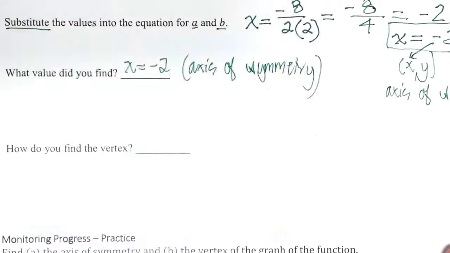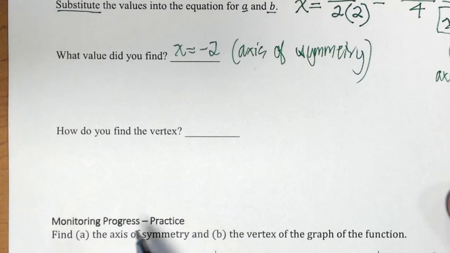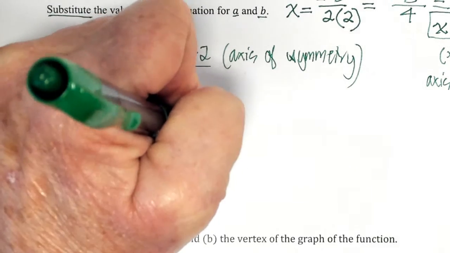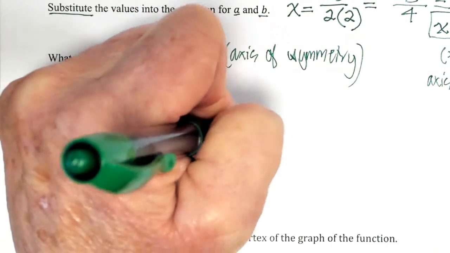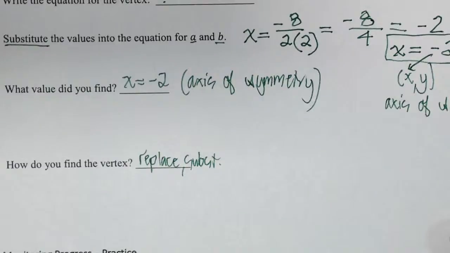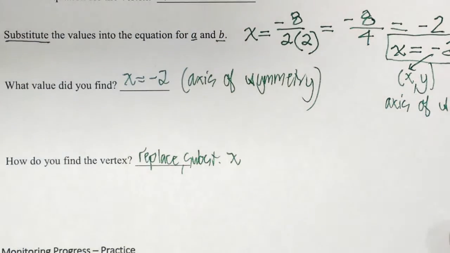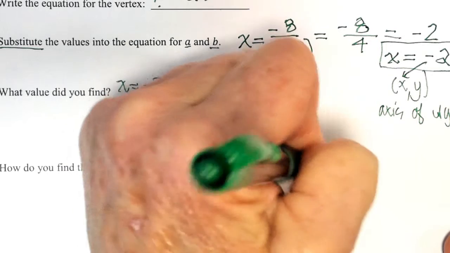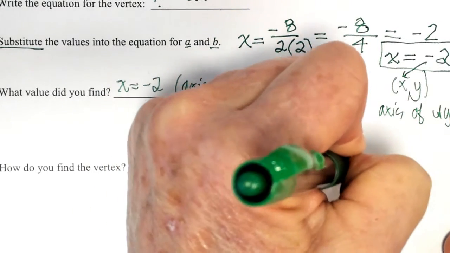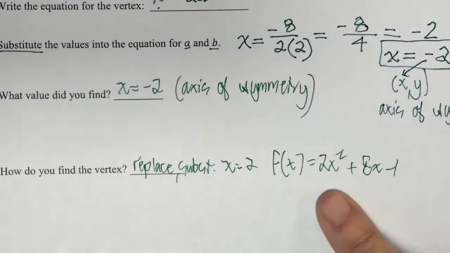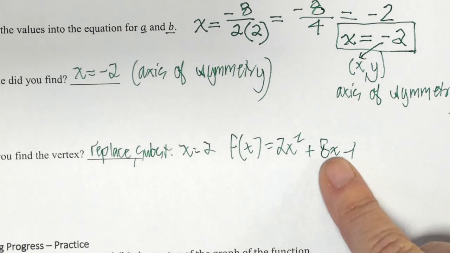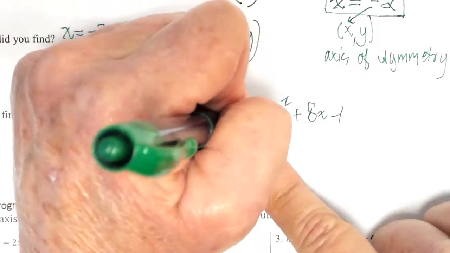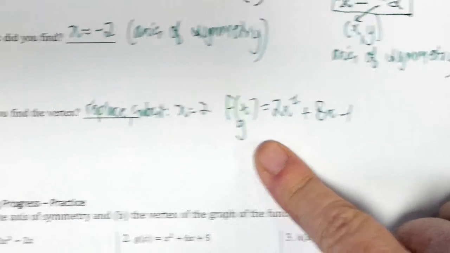Okay, so now the next question asks me, how do you find the vertex? What I'm going to do is substitute x, x is equal to negative 2, into my original equation of f of x is equal to 2x squared plus 8x minus 1. Every time I see an x, I'm going to replace it with negative 2, and I'm going to solve for f of x. And remember, what is f of x? f of x is equal to y. So let's go ahead and do that.